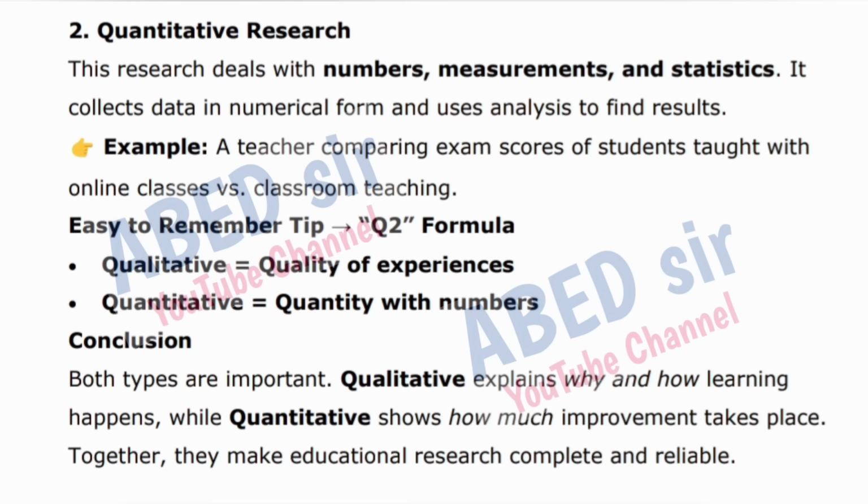Easy to remember tip, Q2 formula. Qualitative is equal to quality of experiences. Quantitative is equal to quantity with numbers. Conclusion: both types are important. Qualitative explains why and how learning happens, while quantitative shows how much improvement takes place. Together, they make educational research complete and reliable.